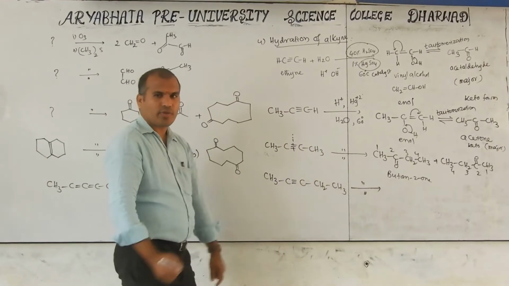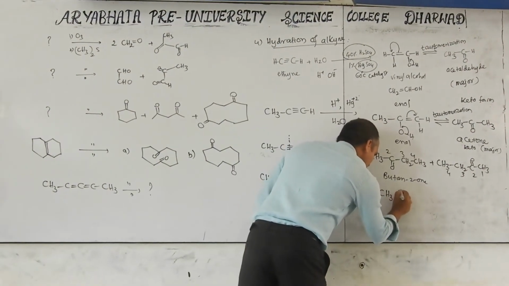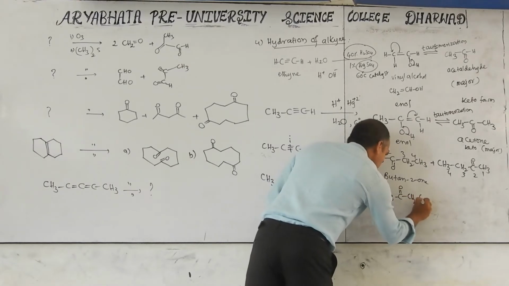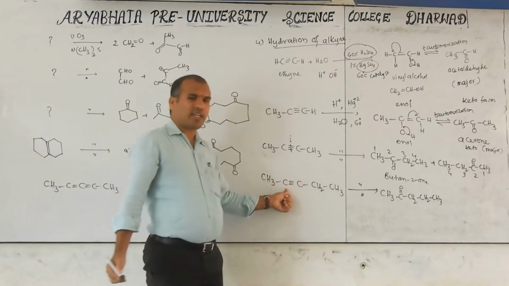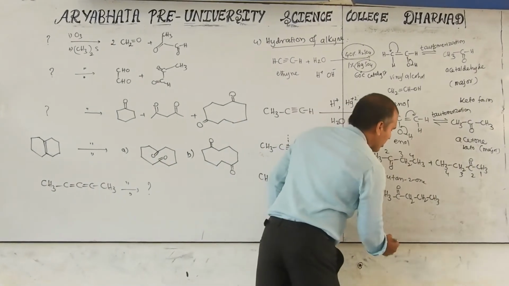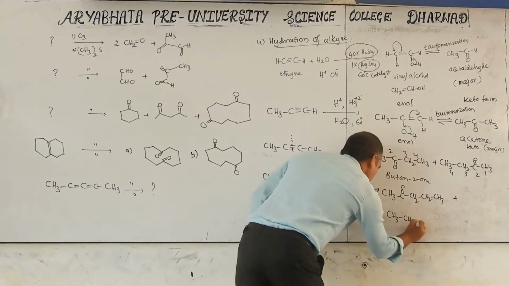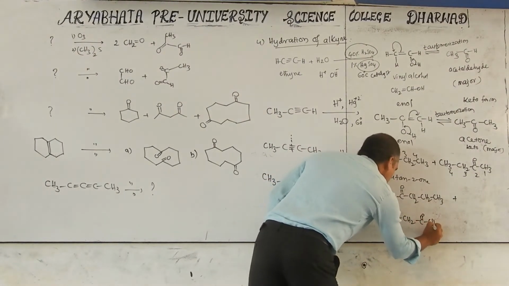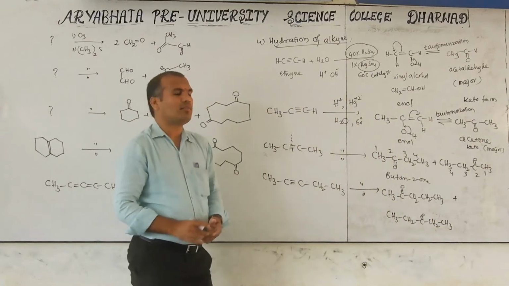If the right side is attacked, what is the product? You can also say CH3, C double bond O, CH2, CH2, CH. When OH attacks the left side, this is the product. If it attacks the right side, then I am writing the product CH2, CH2, C double bond O, CH2, CH. Are both the same or different?